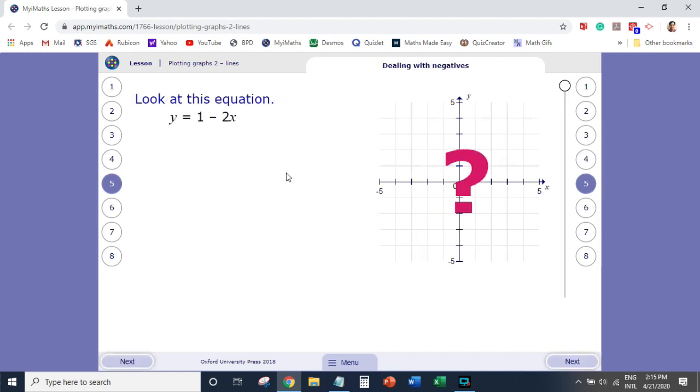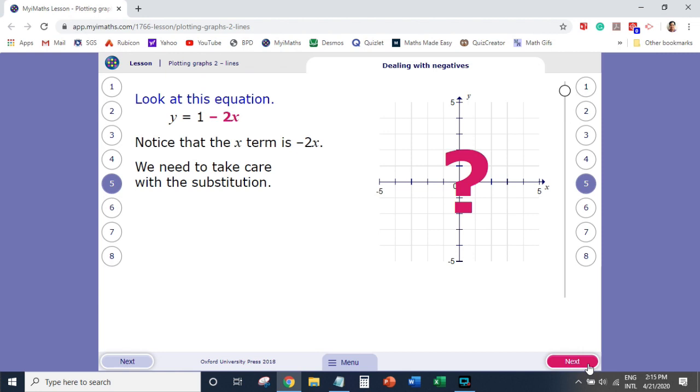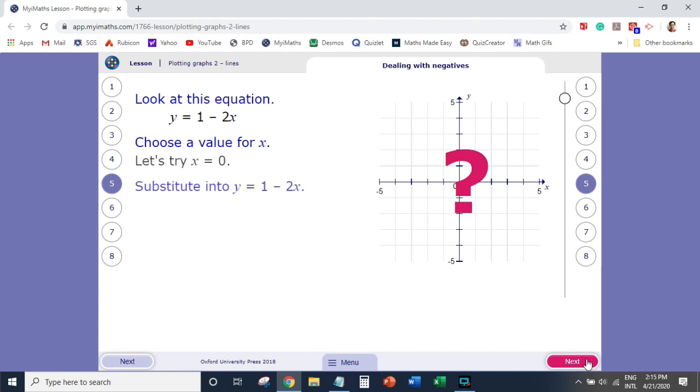So here, look at this equation. Our x coefficient is negative, negative 2. So it is expected that the graph is going down. From left going to right, it will go down like this because it's negative. So here, notice that the x term is negative 2x. We need to take care with the substitution. So choose a value for x. So let's try x equals 0. So substitute into y equals 1 minus 2x. So we will change x now to 0.